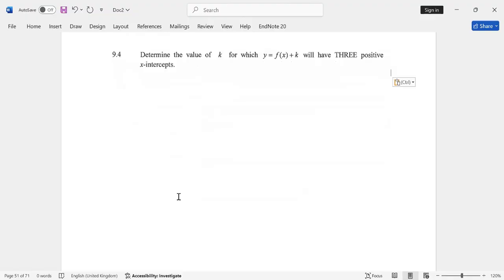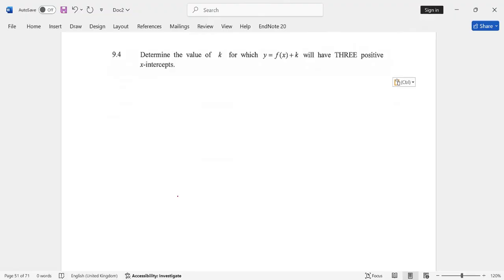The question is asking for the vertical shift k that makes the horizontal line y equals minus k intersect f of x at 3 distinct points, and all those intersection points must have x greater than 0. So for the condition of 3 distinct real roots, the line y equals minus k must pass between the local minimum y equals 8 and the local maximum y equals 9. And for the condition of 3 positive roots, the y-intercept for x equals 0, f of 0, is 7.